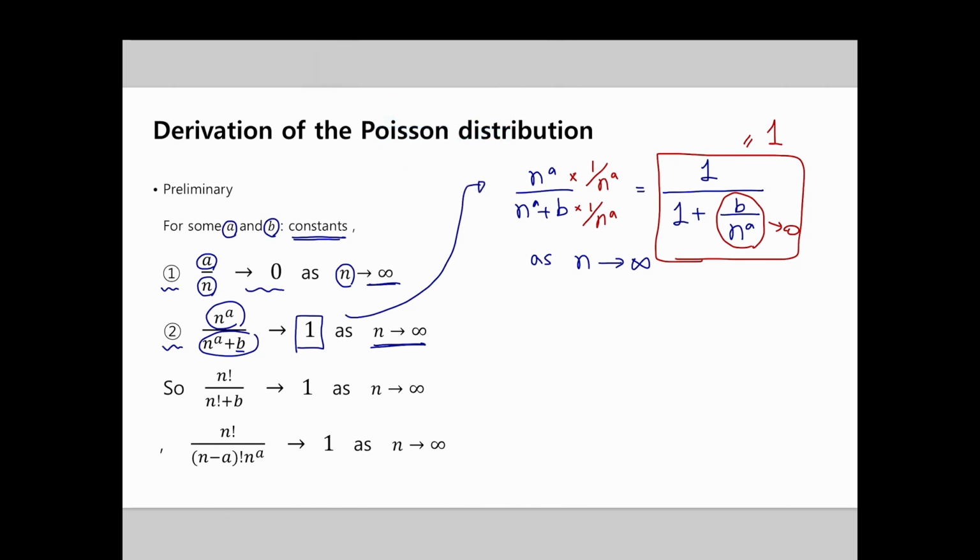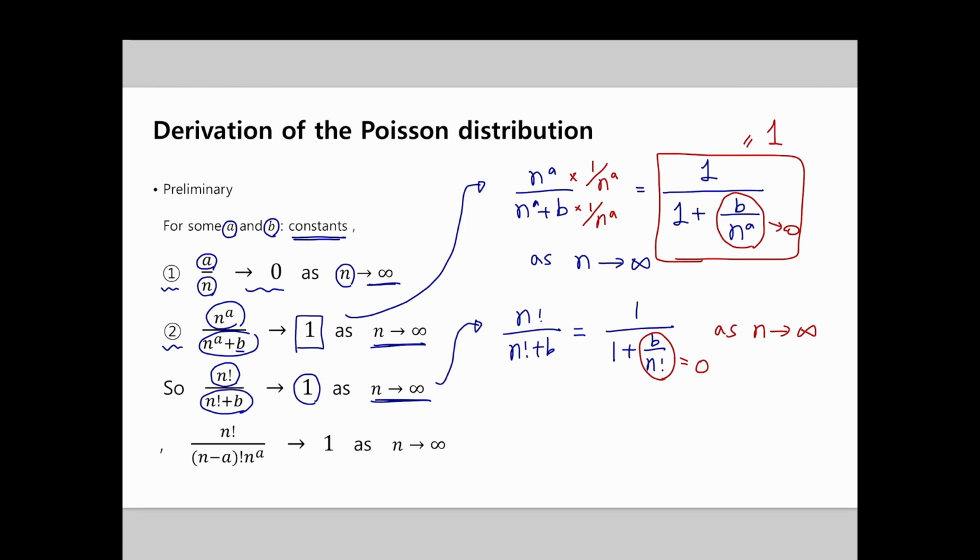Also, n factorial divided by n plus p factorial converges to 0 as n goes to infinity. You can also find that n factorial divided by n plus p factorial equals 1 over n plus 1 up to n plus p, and as n goes to infinity, this term also goes to 0.